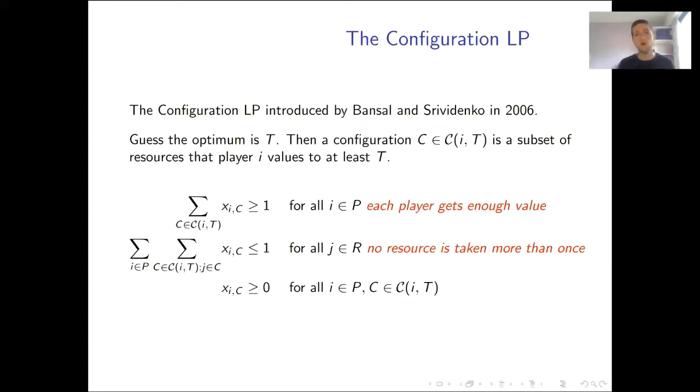And then we will have one variable for each player and configuration that describes how much this configuration is fractionally assigned to player i. And we have two very natural constraints from there: each player should get a configuration, so the sum over fractional assignments of configurations should be at least 1 for each player, and no resource should be assigned more than once, so for each specific resource, the sum of the fractional assignments of configurations that contain it should be at most 1. As you can see, this linear program has one drawback: there are exponentially many variables.